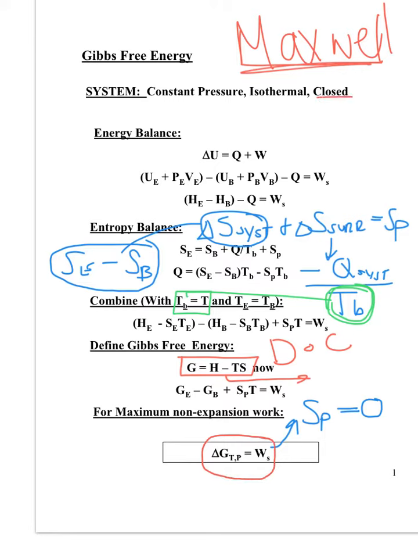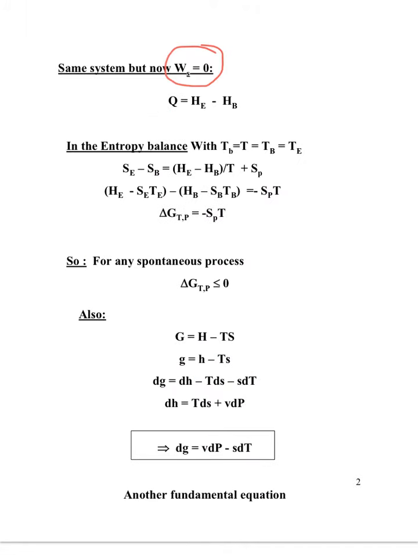system, not in motion, under constant pressure and isothermal conditions, by setting S_P equal to 0 and combining the energy balance and the entropy balance for that system. If we apply the energy and the entropy balance for the same system, but with shaft work equal to 0, we get to the important result that the change in Gibbs free energy of that system is equal to negative S_P times temperature. That implies that a change in Gibbs free energy for a closed system not in motion under these conditions must always be less than or equal to 0.